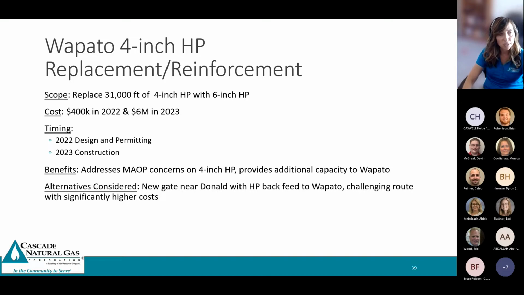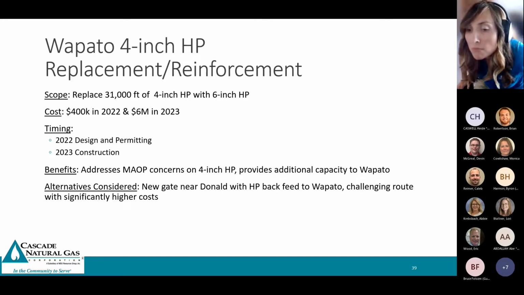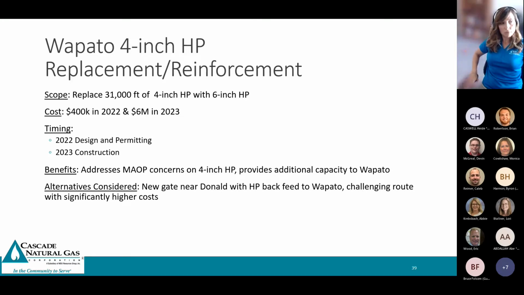Right now, gates, you've probably seen on the slides, are running $3 to $5 million. So that was a limitation on this one. So we have chosen to replace and also meet our MAOP goals. What is it, Kathleen? Can you explain what the MAOP settlement was that you were dealing with?